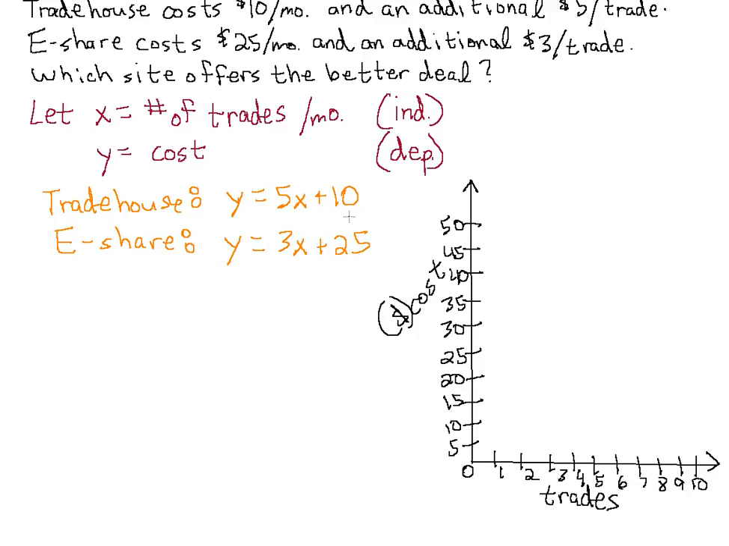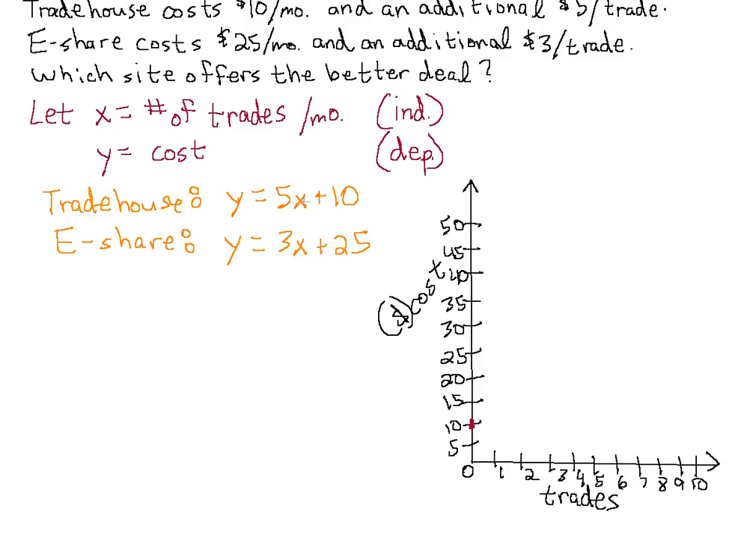Let's get a good idea of what the graphs of these look like. We have the first one, Y equals 5X plus 10. Let's plug in some values for X. When X is 0, Y is $10. That makes sense because even if he doesn't make any trades, Trade House is still going to charge him a flat rate of $10 a month, so he can't pay less than $10.